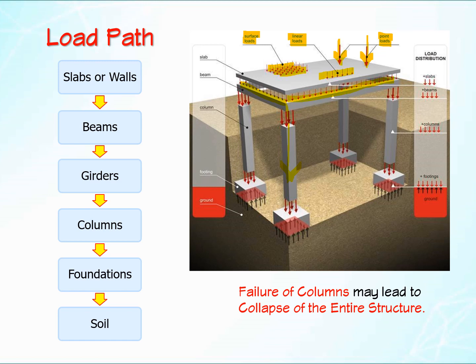In this load path, the consequence of failure of column is very, very critical, because failure of column or columns may lead to collapse of the entire structure. So you may see slab failure or beam failure may be localized, but failure of columns can be very, very catastrophic. As you saw in 911 case, the Twin Tower failed due to column failure.